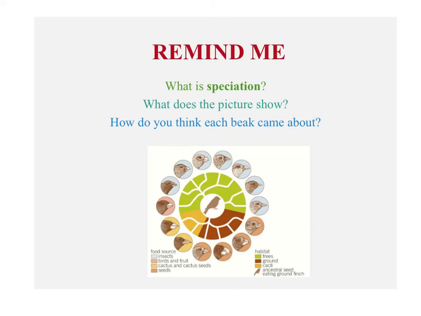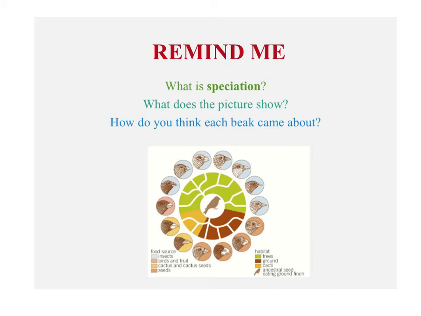Today we're moving away from the genetic stuff even further and we're going to start looking at how populations change over time. So have a look at the diagram for me. What is speciation? What does the picture show? And how do you think each beak came about?